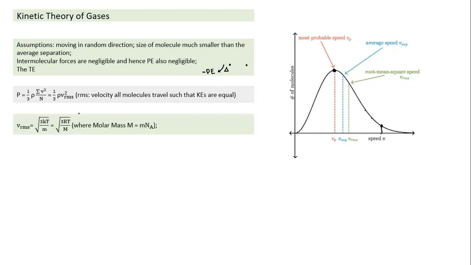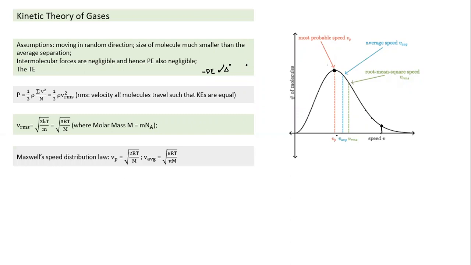So what is Vrms? A very simple formula, and that's what we need to remember: Vrms is equal to the square root of 3RT by M. You have come across this formula multiple times, and M is the molar mass, the mass of each molecule times Na. So this is the very simple Vrms formula, and this is the Maxwell distribution.